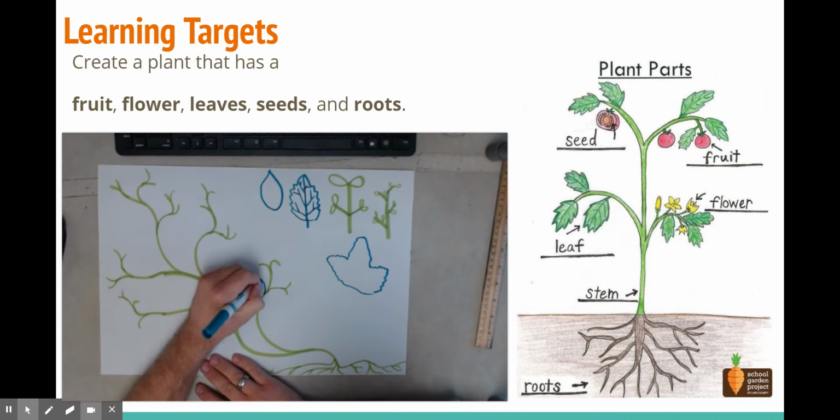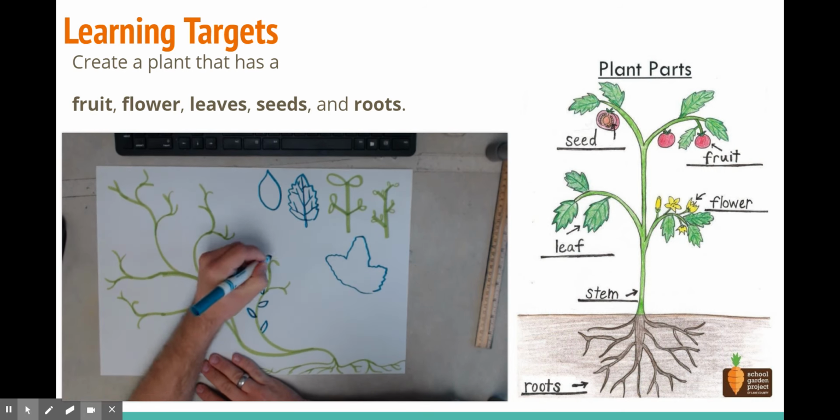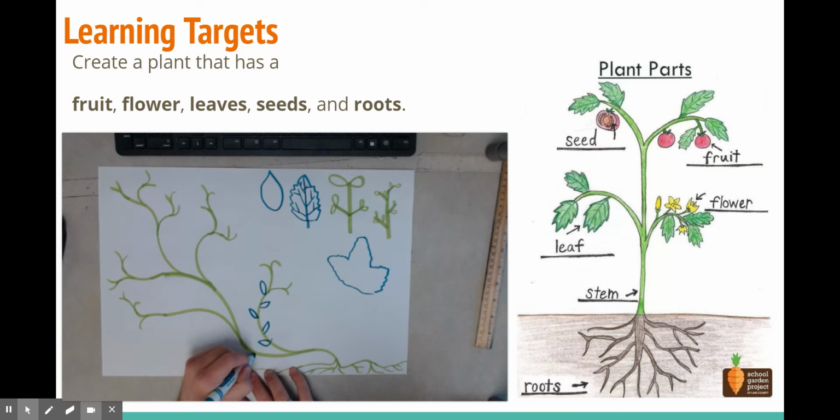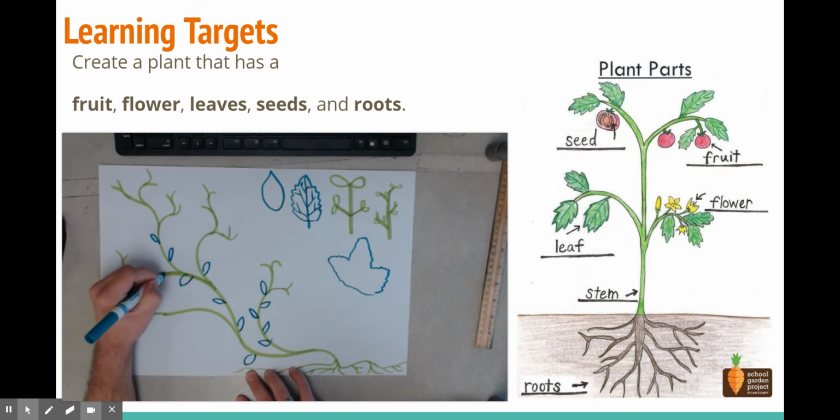So my leaves are just going to be little alternating little things like this. Just cute little simple leaves for my plant. But you can get really creative with this.